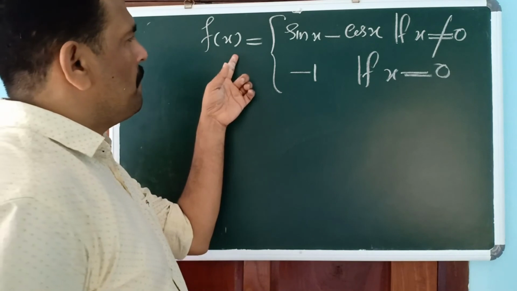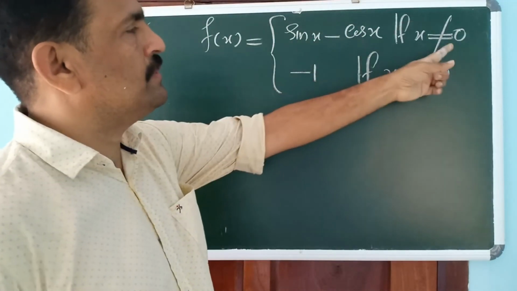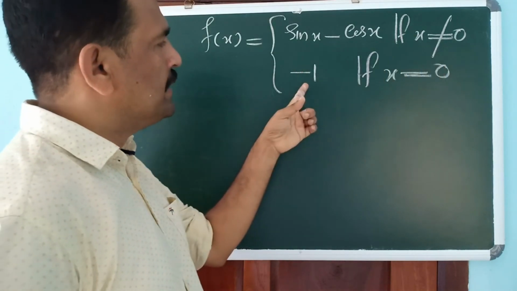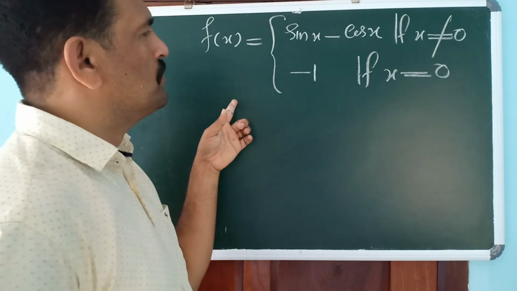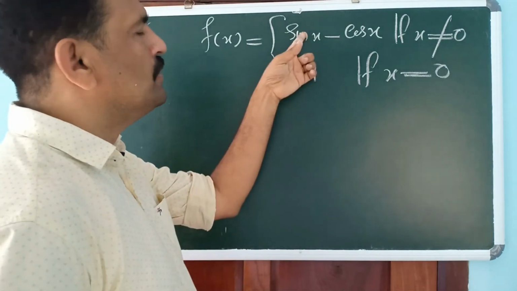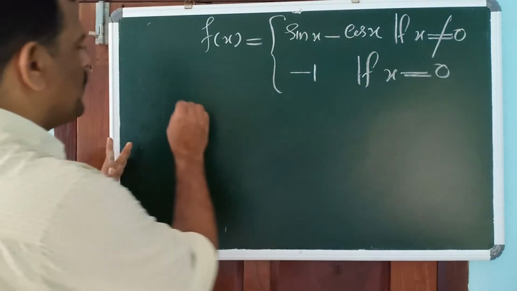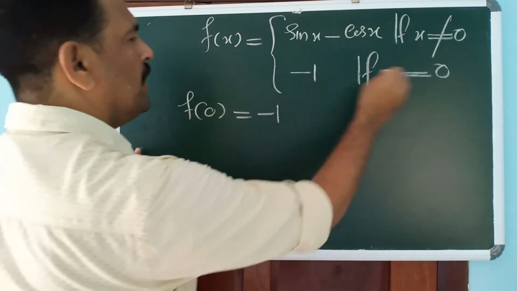Determine whether the function defined by f of x equal to sin x minus cos x if x not equal to 0, and -1 if x equal to 0, is a continuous function or not. Here again we have to check the continuity at x equal to 0. First of all I am finding f of 0 that is equal to -1, that is given.